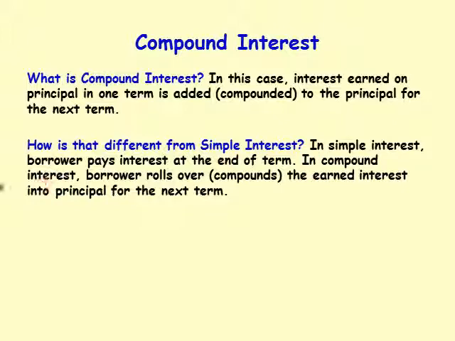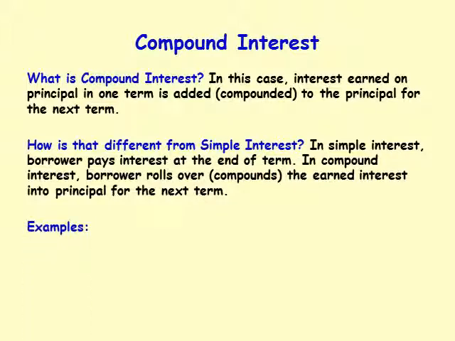How is that different from simple interest? In simple interest, a borrower pays the interest at the end of the term, and in compound interest, the borrower rolls the interest earned into the principal for the next term. Term here means the term of the stated interest rate, like 6% per year or 2% per month. For 2% per month, the term would be 1 month, and for 6% per year, the term would be 1 year.